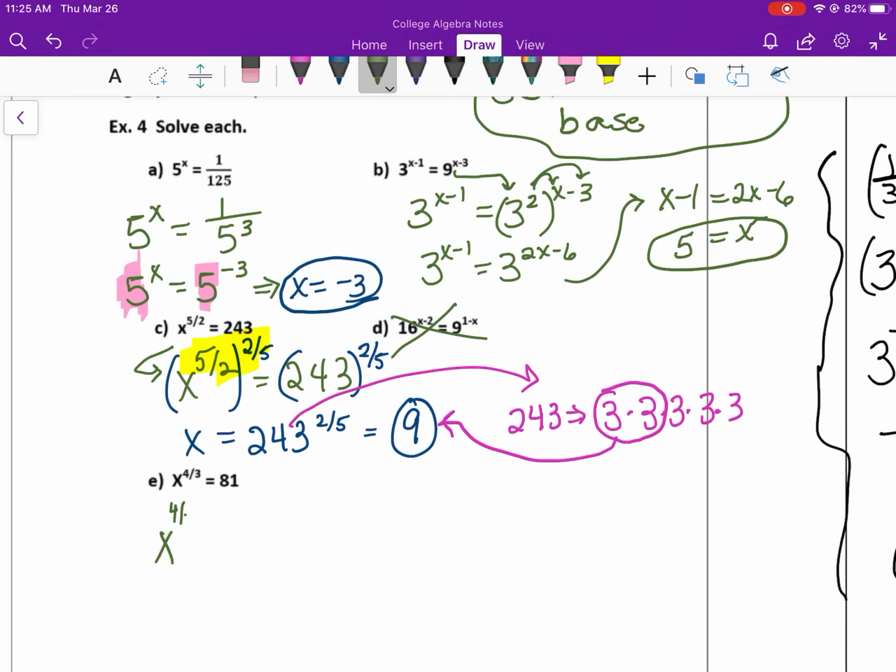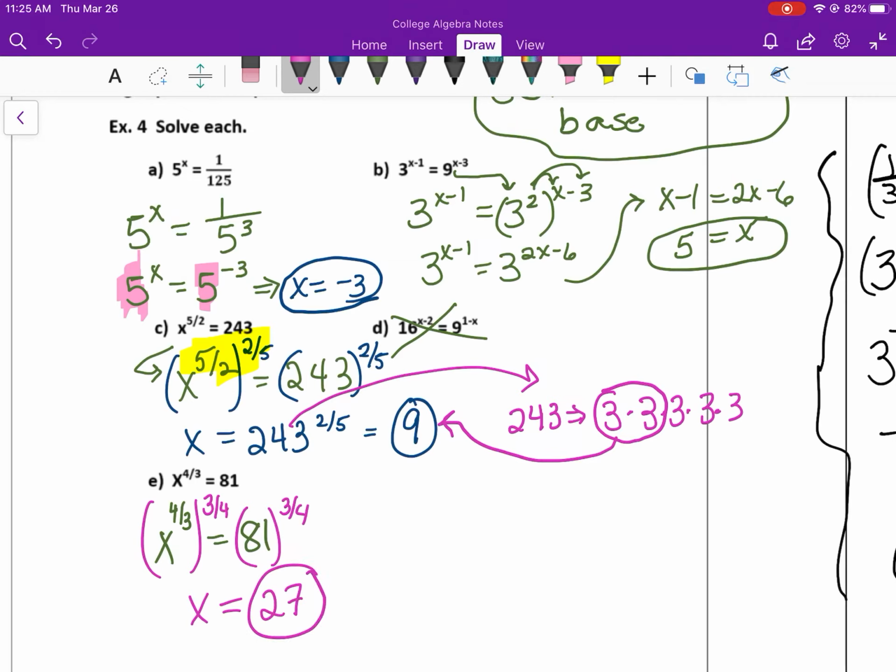Okay, 4/3. So moving on here, I want to take this one times 3/4. So I'm going to raise both bases to the 3/4 power. You can do it by hand, or you can do it in your calculator. If you do it in your calculator, you should get 27 for your answer. If you do it by hand, 81 is 3 to the 4th. And you're looking at 3 of them, which is the 27.